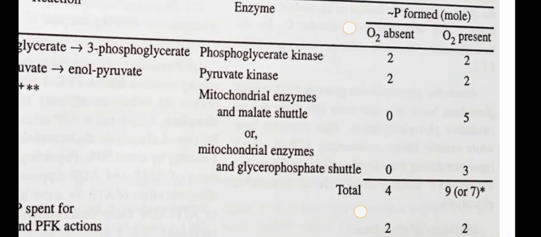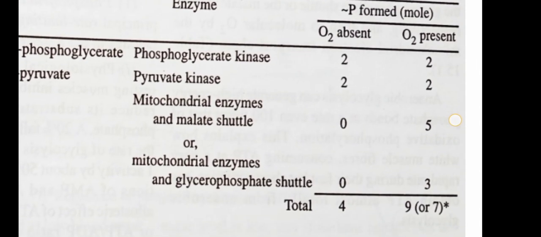Just look at the table, this portion. It will be 5 ATP if it uses the malate shuttle, or it may be 3 ATP if it uses the glycerophosphate shuttle of the mitochondrial electron transport chain. So the total is 9 or 7 ATPs when oxygen is present. These are the ATPs we are gaining.